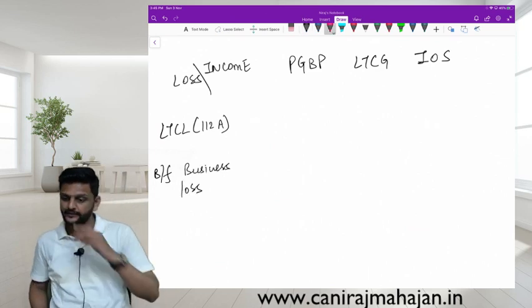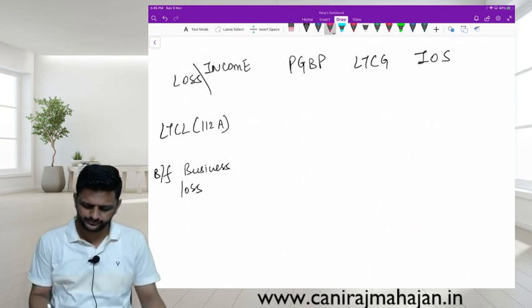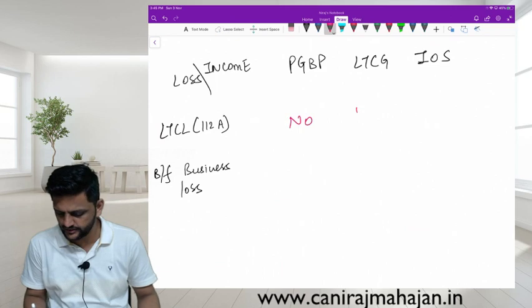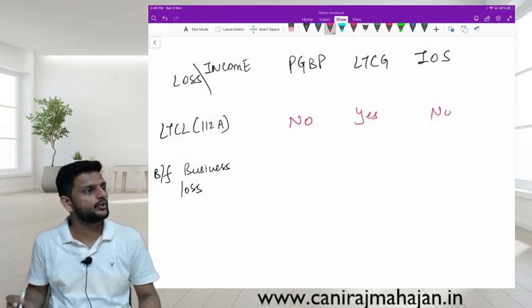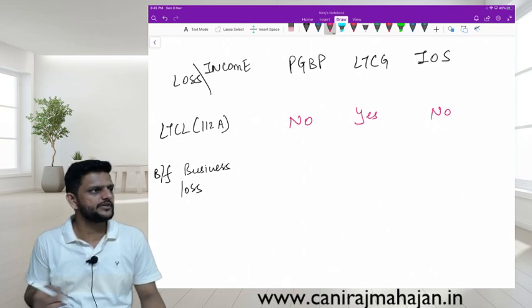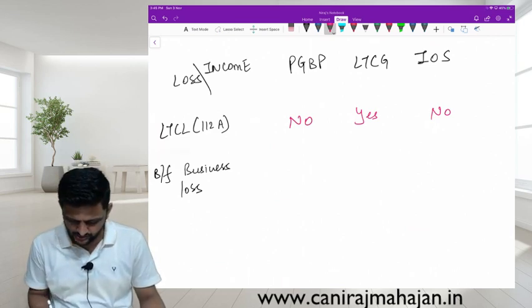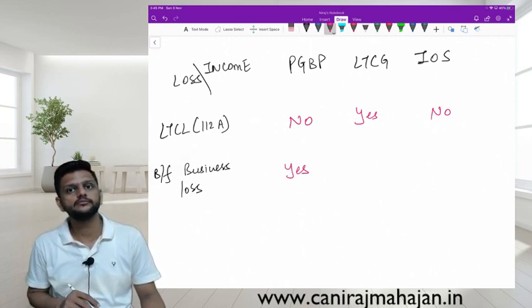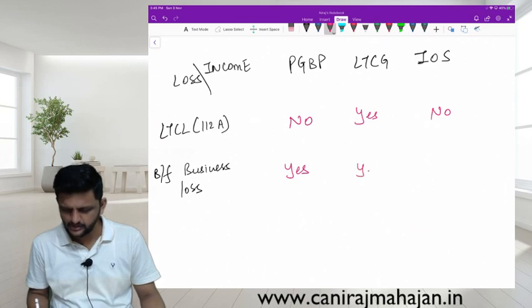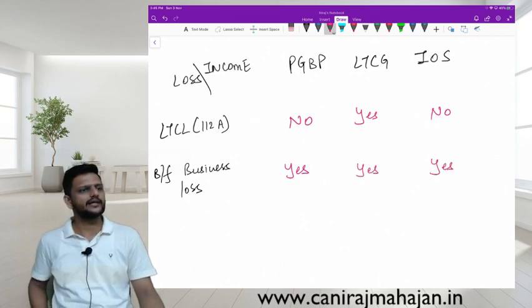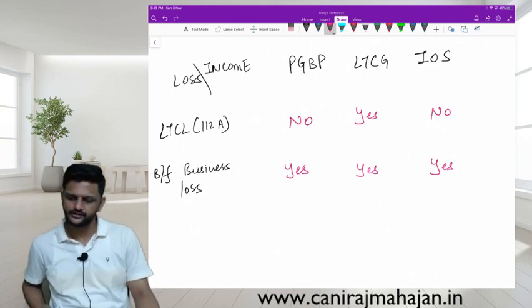Let us see, yes or no. LTCL, other head of income? No. LTCL for LTCG, sorry? Yes. IOS? No. Brought forward business loss? PGBP is business only, no? So, yes. LTCG? Yes. IOS? Yes. Only salary, says no, no? Yes.